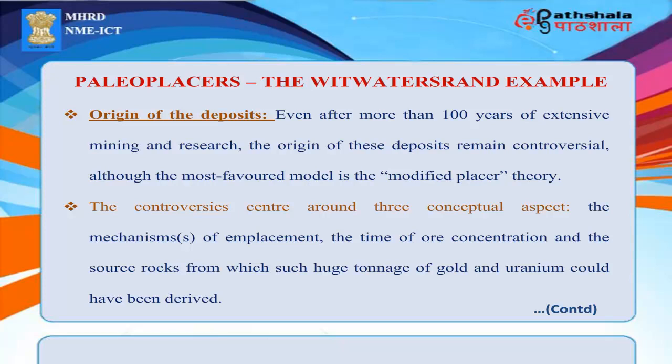Origin of the deposits. Even after more than 100 years of extensive mining and research, the origin of these deposits remains controversial, although the most favored model is the modified placer theory. The controversies center around 3 conceptual aspects: the mechanisms of emplacement, the time of ore concentration, and the source rocks from which such huge tonnage of gold and uranium could have been derived.